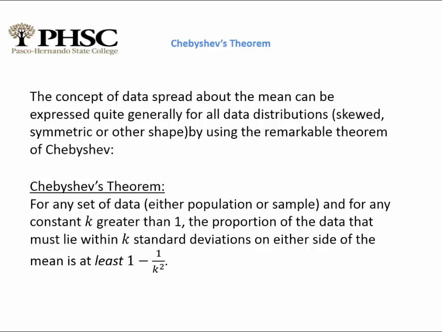The last thing we're going to talk about here is Chebyshev's theorem. Now, the concept of data spread about the mean can be expressed generally for most data distributions, either skewed, symmetric, or any other shape, by using what they call Chebyshev's theorem. So Chebyshev's theorem states that for any set of data, either population or sample, and for any constant k greater than 1, the proportion of the data that must lie within k standard deviations on either side of the mean is at least 1 minus 1 divided by k squared.